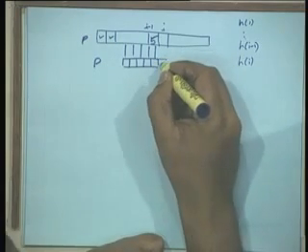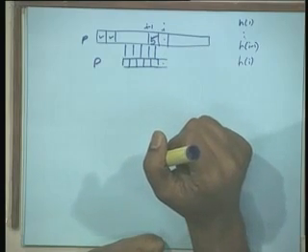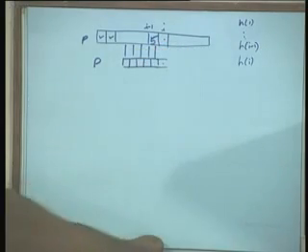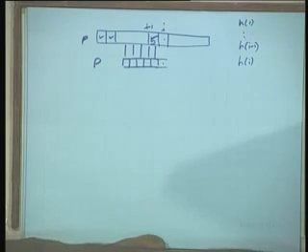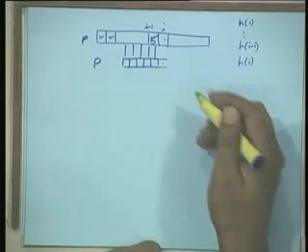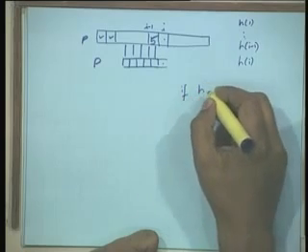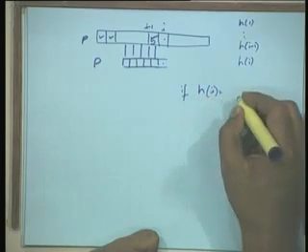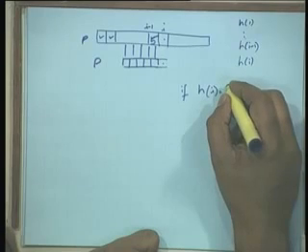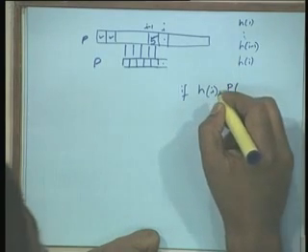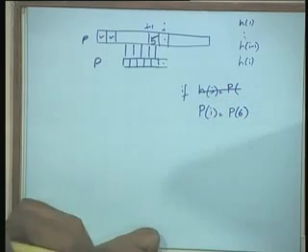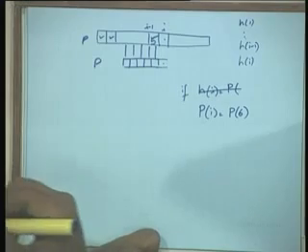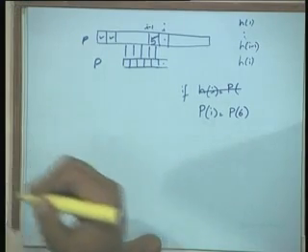Now, if the 6th character of the pattern matches this, then can I say that h_i is equal to 6? Can I say that? Why not? So, I claim the following: if P of i equals P of 6, the 6th character of the pattern.